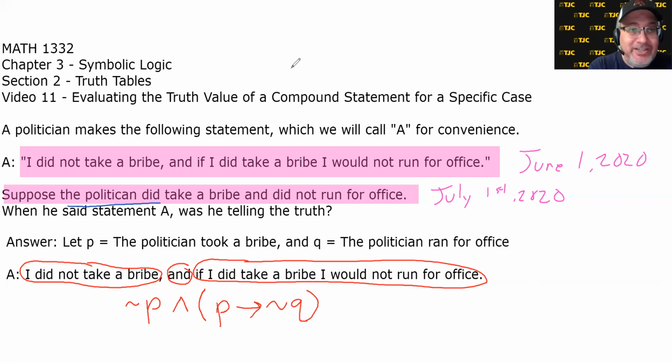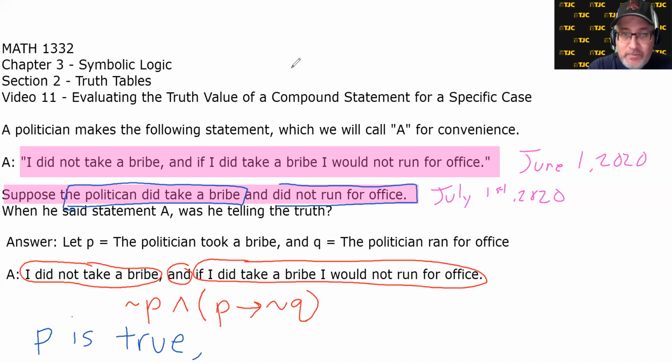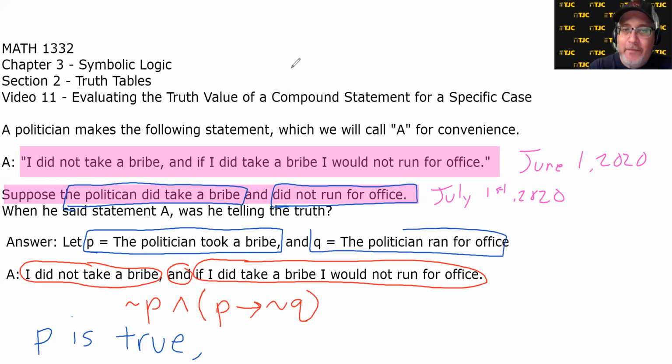The politician did take a bribe. Now, what does that mean? We know that P is true. He did take a bribe. He did not run for office. What was statement Q? I meant to put a blue box around there and say that's P. He did take a bribe, so P was true. But he did not run for office, and Q was the statement he ran for office. So is the statement Q true or false? Well, if Q is he ran for office, but he didn't, then Q is false.